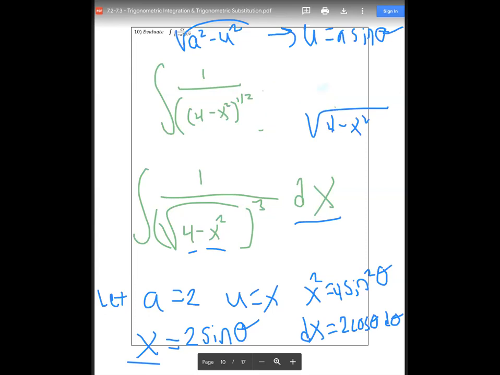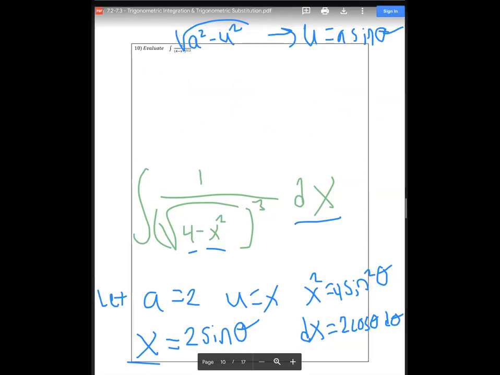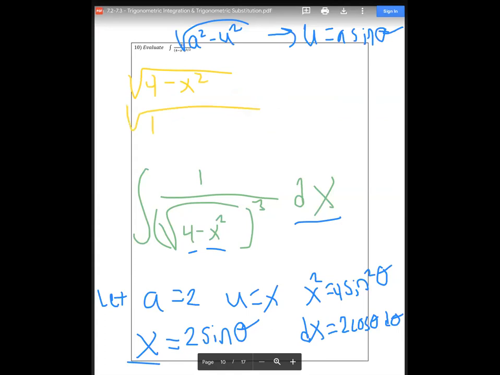I'm actually going to erase this and do it over here so that there's some more space. So we're dealing with 4 minus x squared. We know that we just said that x squared was 4 sine squared of theta. So now all we have to do is convert this into an identity, and that's how we'll figure out what this radical is equal to.